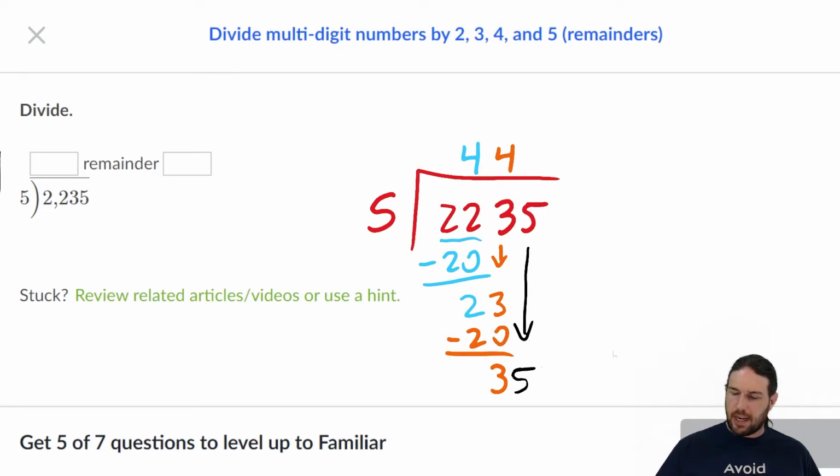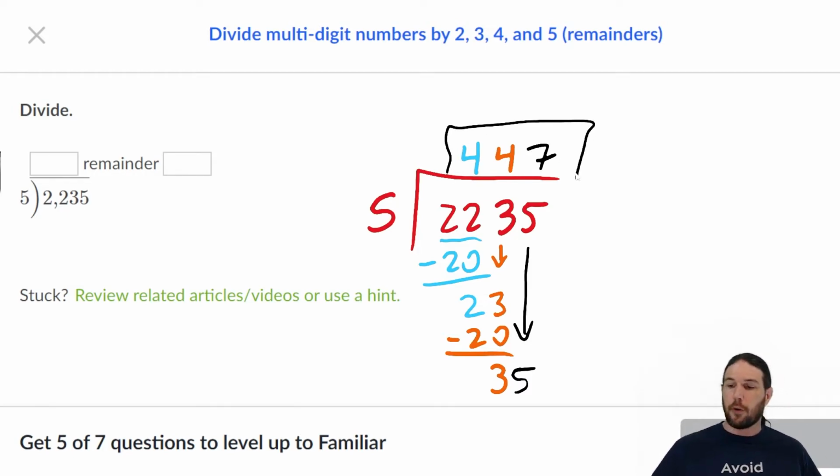Bring the next digit down, we get 35, which thankfully is a nice even 5, 10, 15, 20, 25, 30, 35. It's a nice remainderless 7, so our answer is 447 with no remainder. There's your long division. I hope you enjoy it.